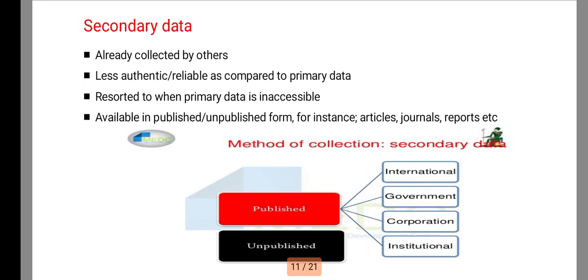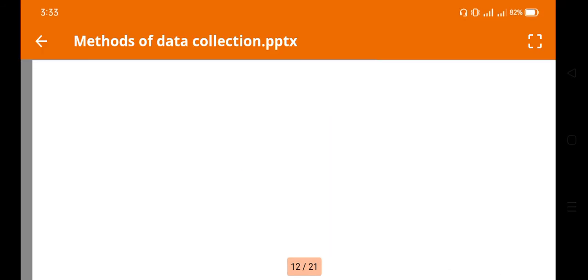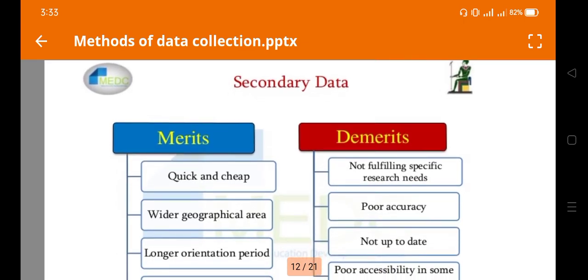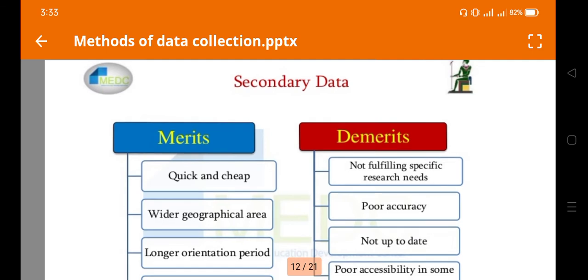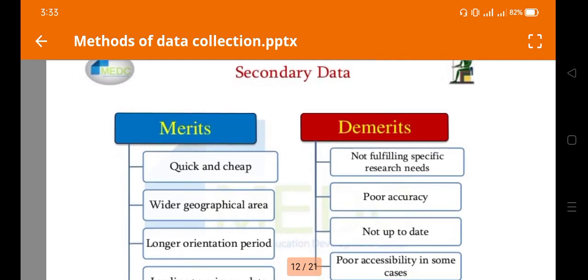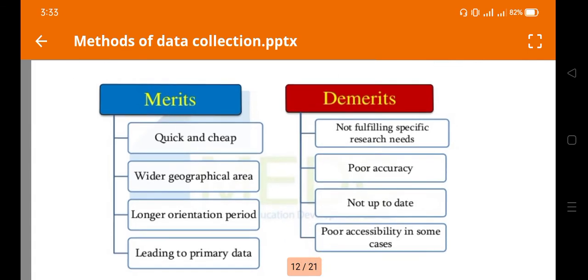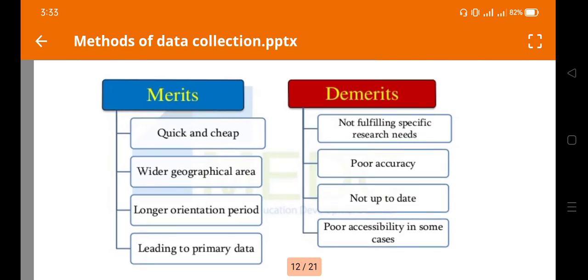Previous researches and theories. So the method of collecting secondary data include published works of government, corporations, international or institutional publications. And the merits and demerits of secondary data include: the merits include it is quick and cheap, and wider geographical area, longer orientation period, and leading to primary data.